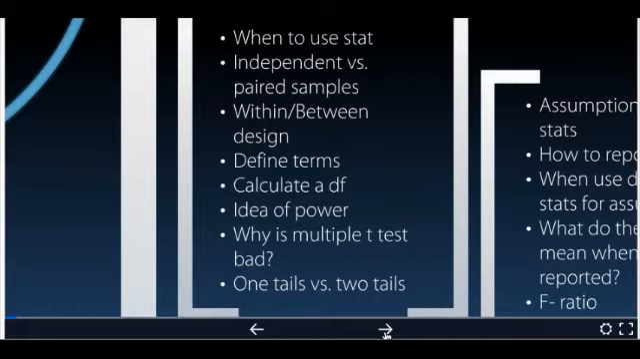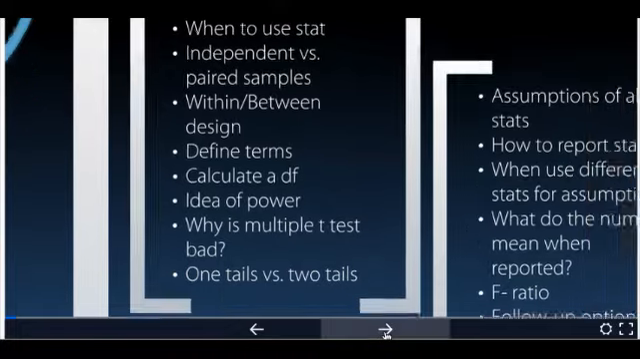You should be able to calculate a degree of freedom. It's a very simple calculation, I promise. Any second grader can do it. You should understand the idea of power applied to t-test and ANOVA. You should understand why it's not a good idea to do multiple t-tests. And you should understand the difference between a one-tailed and a two-tailed test.